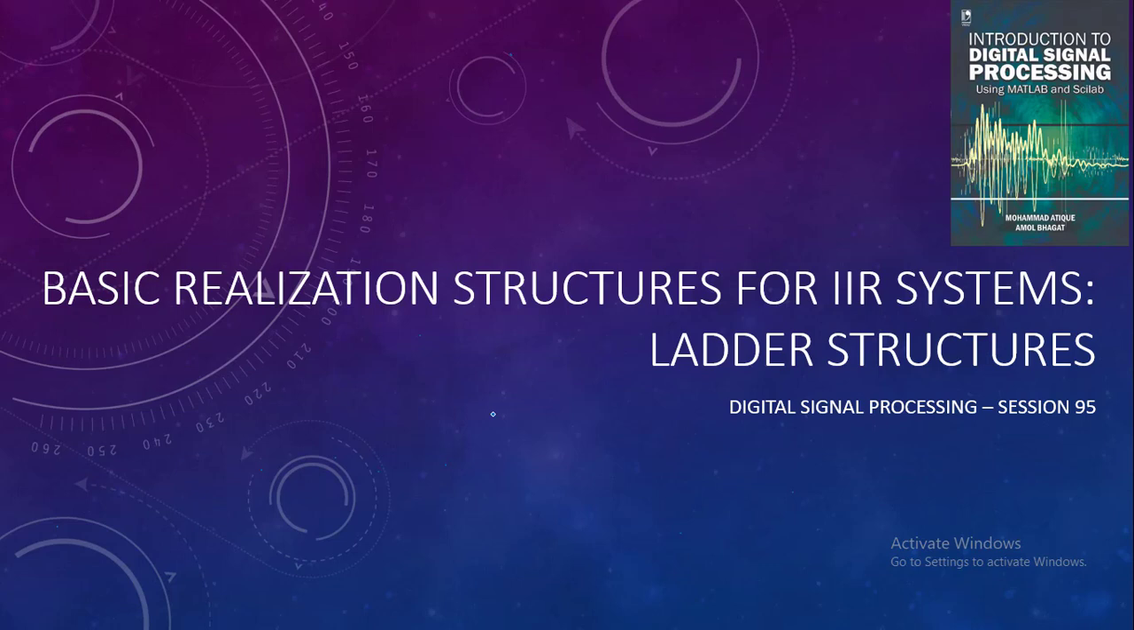In previous sessions, we have seen how to obtain IIR systems realization by using direct form 1 realization, direct form 2 realization, cascade and parallel realization, and the transpose form realization. In today's session, we will be discussing how to use ladder structures realization for realizing IIR systems. Here we will also look at how to obtain the coefficients of the ladder structure using the Routh array.